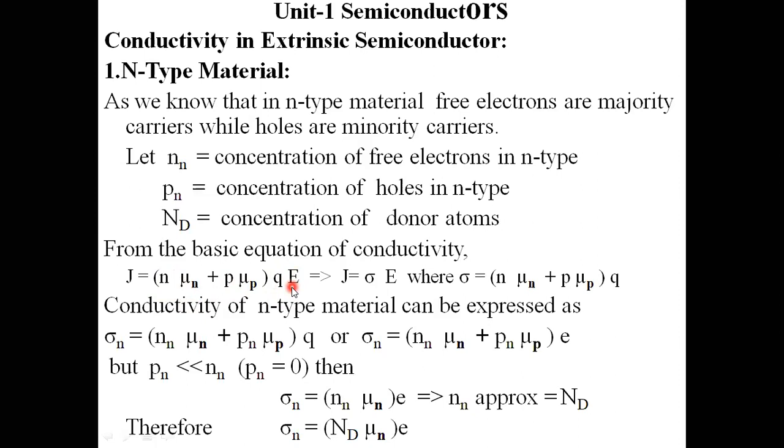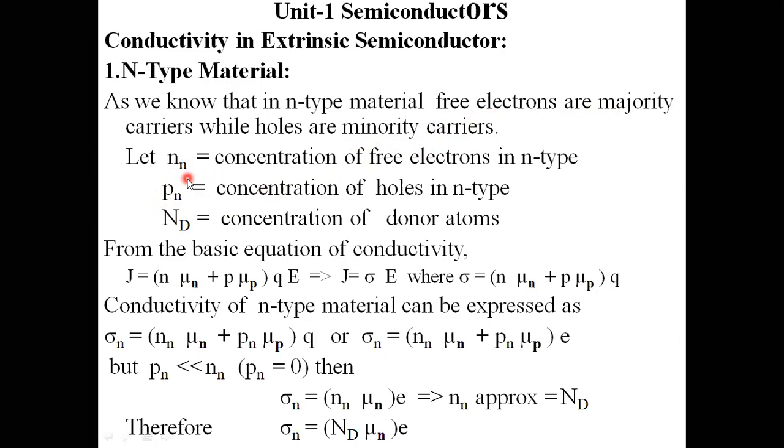We take that same relation here for n-type semiconductor material. As we know, in n-type semiconductor material, free electrons are majority carriers while holes are minority carriers. Here we will use two types of notations, which are new to us, so let us see what this notation is and which terms it relates to.